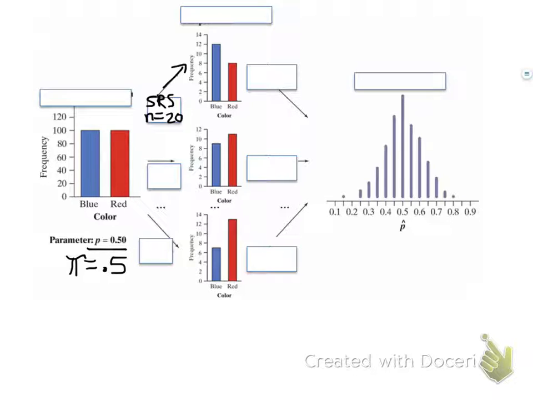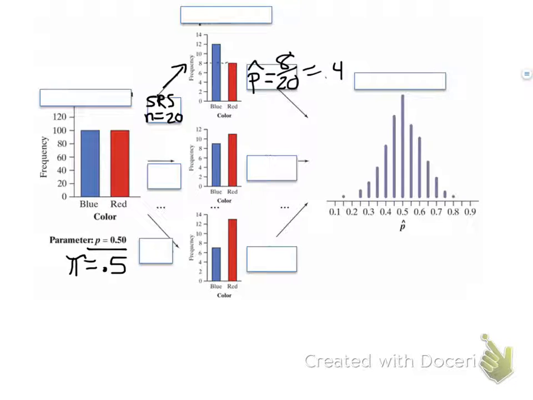Okay, so if we're looking at P, or P hat in this case now, because we're looking at statistics, the proportion of red chips that we get for this particular sample is 8 out of 20, right? So then I use my calculator and I say, oh, that's 0.4. So then I have one sample and one proportion of reds.